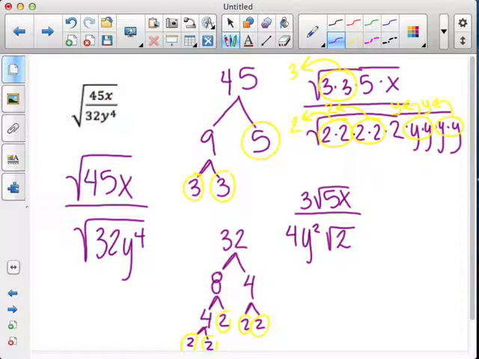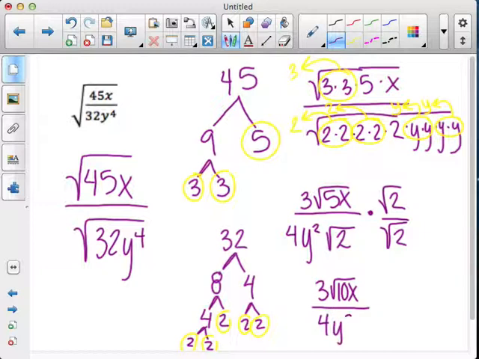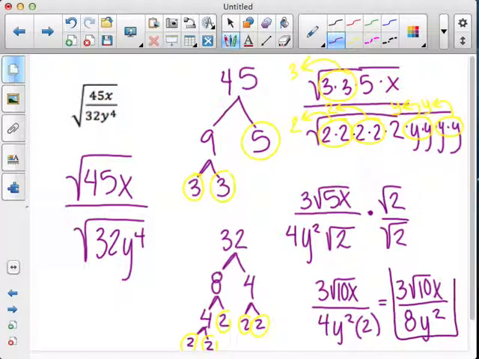Now we have to rationalize the denominator. So you don't want a radical in the denominator. So I need to multiply the numerator and denominator by another square root 2 to complete that group of 2's there. So this becomes 3 square root 10x. Notice this is under a radical, and so is the 2's, you can multiply them. And this becomes 4y squared times square root 4. Well, square root 4 is just 2. So your final answer is 3 square root 10x over 8y squared. Done.